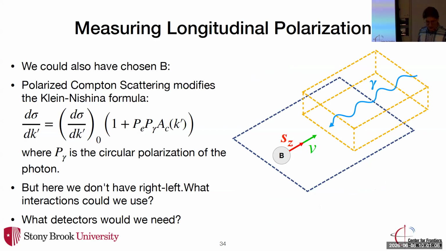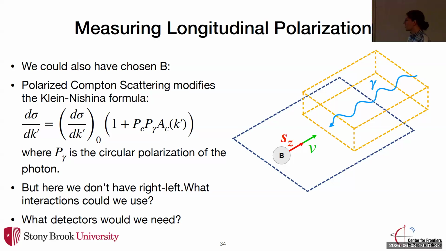Really? I thought I was going to make you guess on this one again. All right. We can have Compton scattering. This is electron-photon scattering. And the Klein-Nishina formula is unpolarized, but there's a correction term. Stop me if this sounds familiar. Unpolarized times correction term. And this correction term has the polarization of the electron, the polarization of the photon, and this analyzing power, which is a function of the energy of the photon.